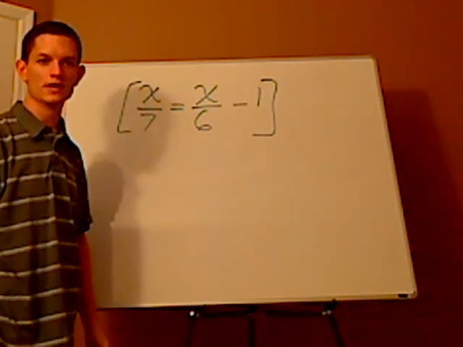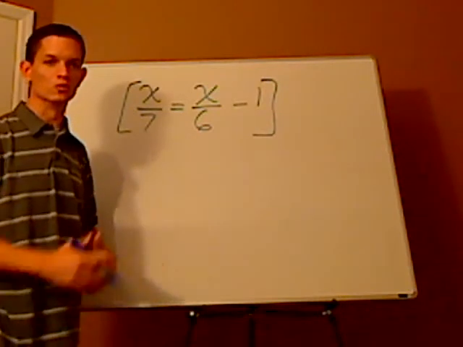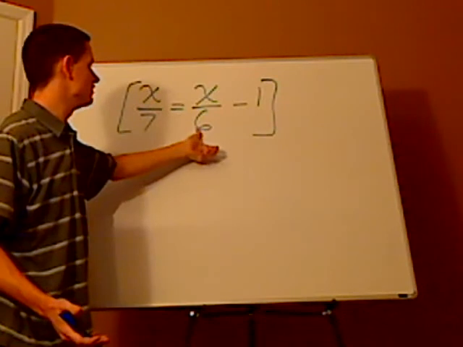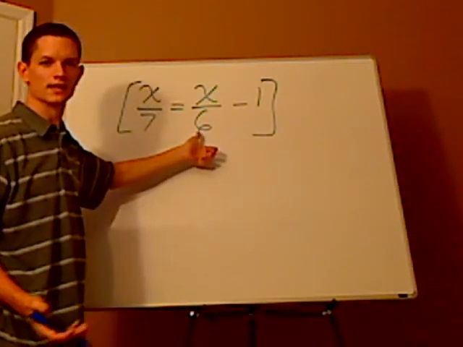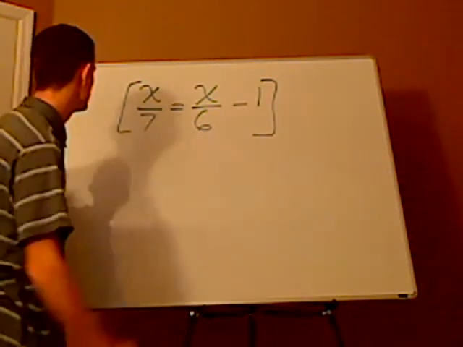Yeah, it's going to be 42. When 7 and 6, their GCF is just 1. They're what's called relatively prime. So then you can just multiply those two numbers and get the LCD. 7 times 6 is 42.